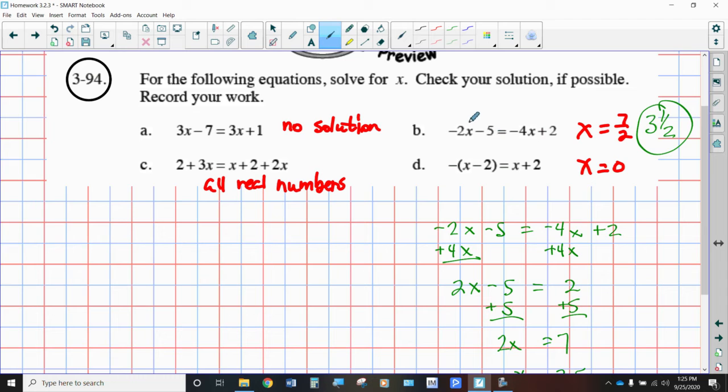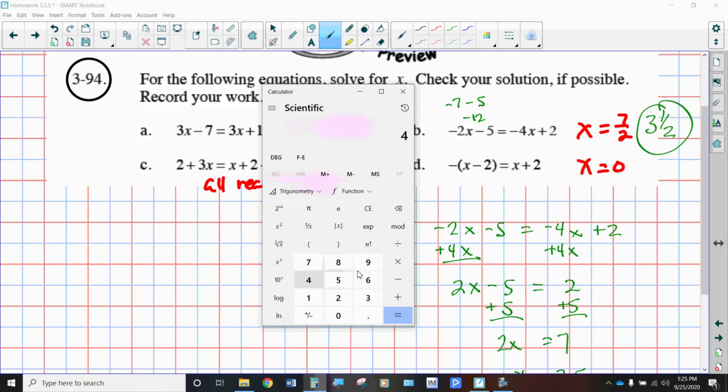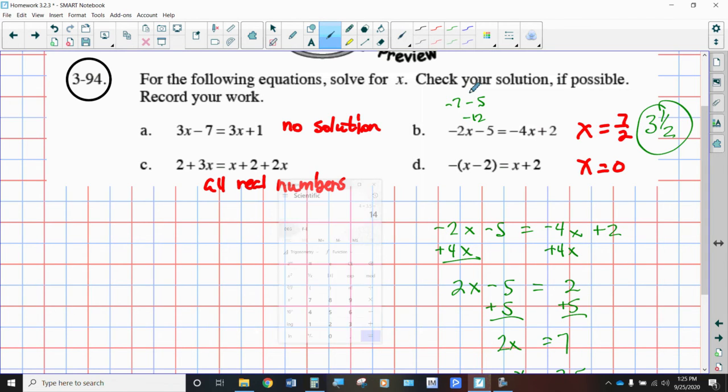So do we want to check that? -2 times 3.5 is -7, and -7 minus 5 is -12. And here you end up with -4 times 3.5. So let's just do, what is 4 times 3.5? That would be -14, and -14 plus 2 is also equal to -12. So are they equal to each other? Yes, they are. We feel confident about our answer.